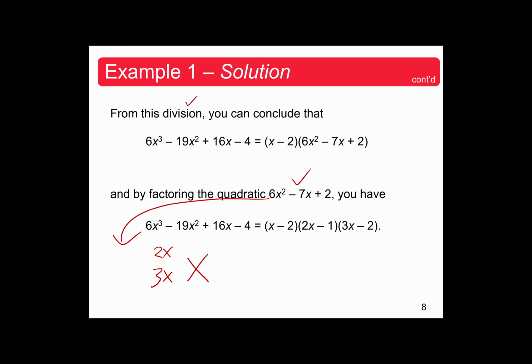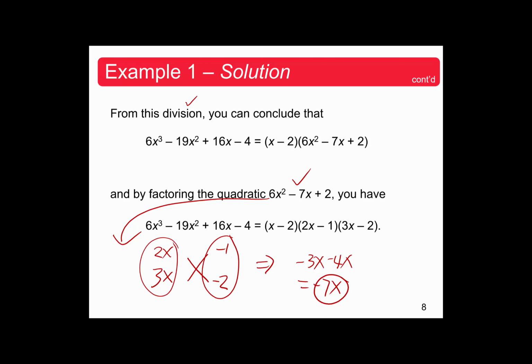And we need to get minus 7x in the middle, so minus 2, minus 1. Now we cross multiply, and you get minus 3x, minus 4x. That turns out to be minus 7x. Okay. So we secure the first term, 6x squared, right here. Secure the last term, minus 1 times minus 2 becomes positive 2. And the middle term is secured right here, so we get a proper factoring. So it should be x minus 2 times 2x minus 1 times 3x minus 2.